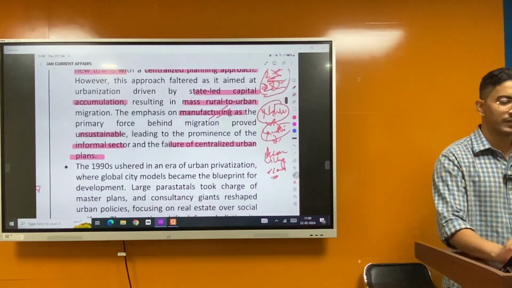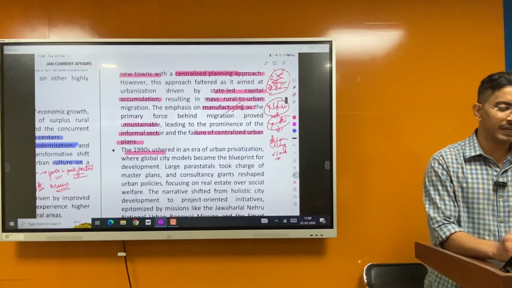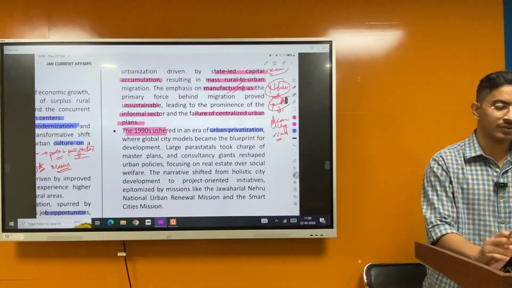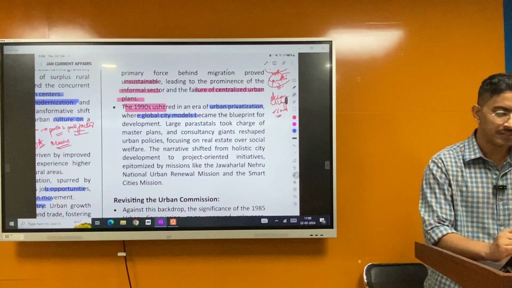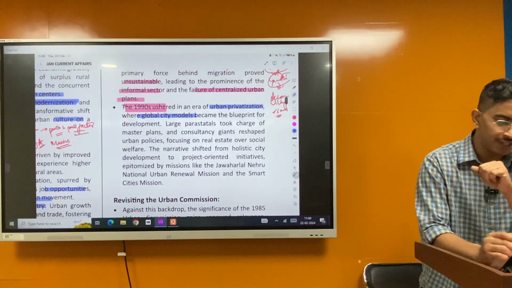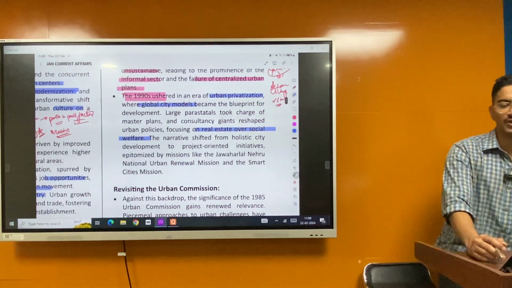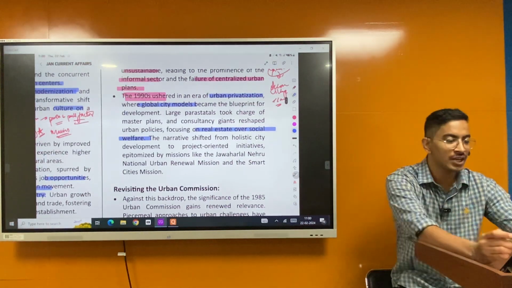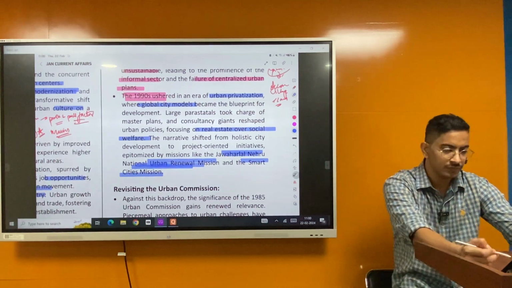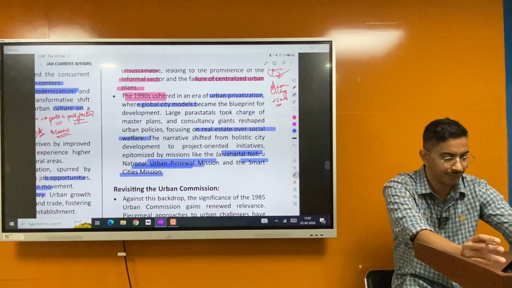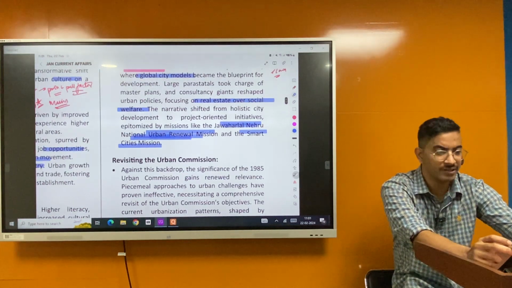Next. So this was the first phase where we saw centralized planning approach. Okay, Nehruvian period. What was the second? The 1990s ushered in the era of urban privatization, where global city model became the blueprint for development. Large parastatals took charge of master plans, and consultancy giants reshaped urban policies, focusing on real estate over social welfare. The narrative shifted from holistic city development to project-oriented initiatives, epitomized by missions like Jawaharlal Nehru National Urban Renewal Mission and Smart City Mission. Just write this too. You have to go read about the Smart City Mission.